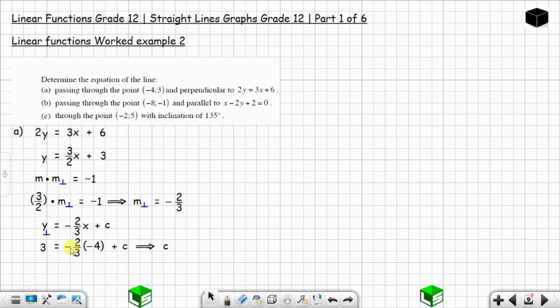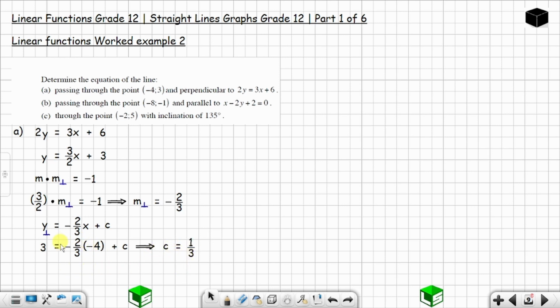So what is your c? Can you see this is times? Negative times negative is positive. You have 2 times 4, which is 8. So you have 8 over 3. You take it to the left, and now you have -8 over 3. So you have 3 minus 8 over 3. Can you see 3 times 3 is 9, 9 minus 8 is 1. So you have 1 over 3. Okay, c is equal to 1 over 3.